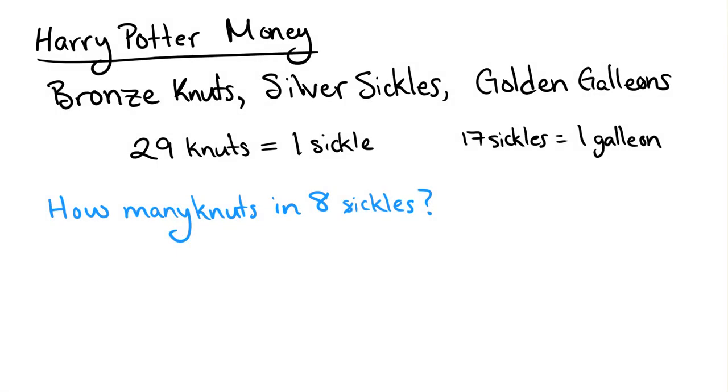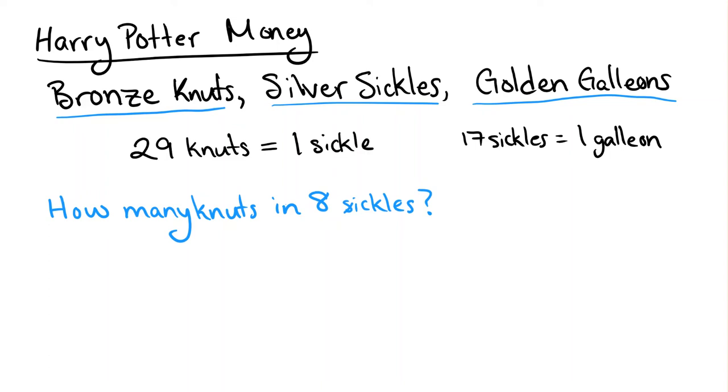Okay, we're going to talk about money in Harry Potter, and I don't know how many of you are actually familiar with the money in the Harry Potter universe, but there's three forms of coins, just like we have in Canadian money, where we have nickels and dimes and loonies and toonies. Here in the Harry Potter universe, we've got bronze knuts, silver sickles, and golden galleons. And they're related to each other in kind of the same way.